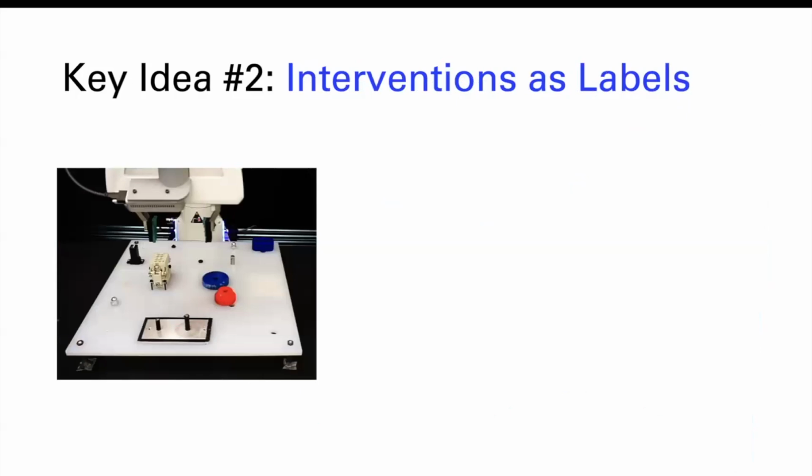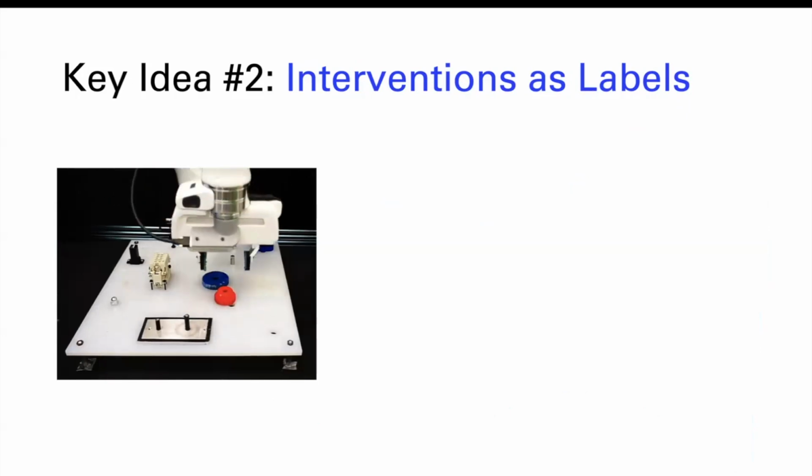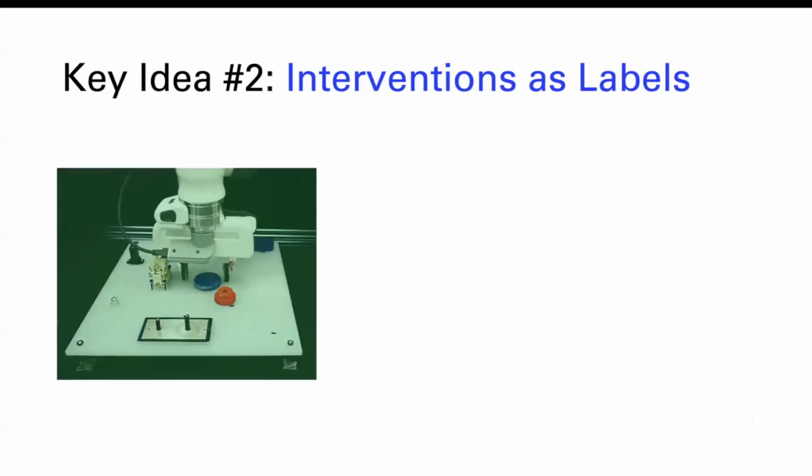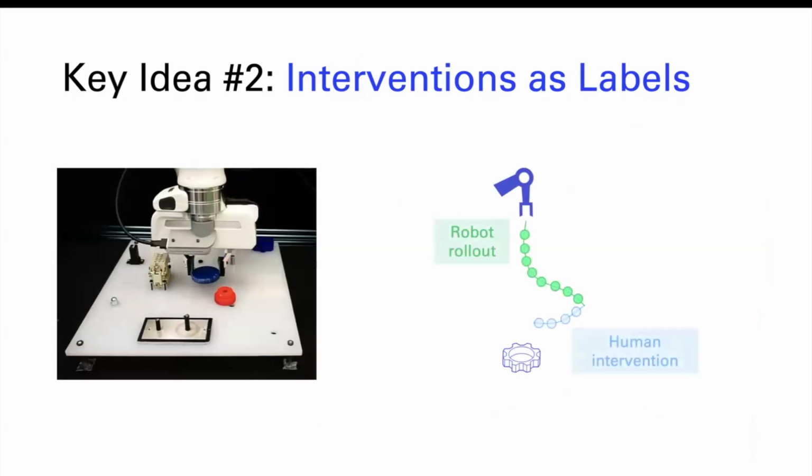Our second key idea is that human interventions can tell us when the robot will fail and can be used as failure labels. Take this as an example. The robot tries to grasp the gear and fails, and the human intervenes. We note that the states before human intervention are abnormal states that should be avoided. We use these states as failure examples that reflect the human's risk assessment and trust for the robot.